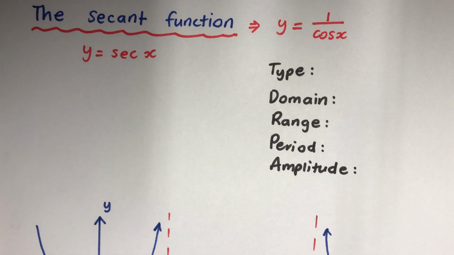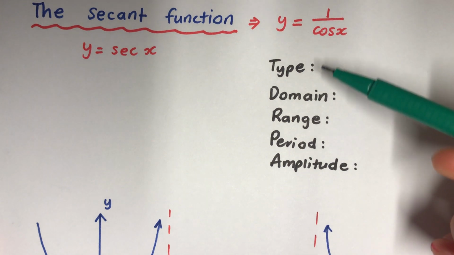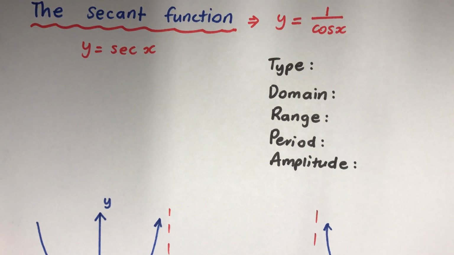All right, the secant function, which we call sec. So y equals sec x, which is y equals 1 over cos x. So it is the reciprocal of cosine. We're going to look at the type, domain, range, period, and amplitude of secant.